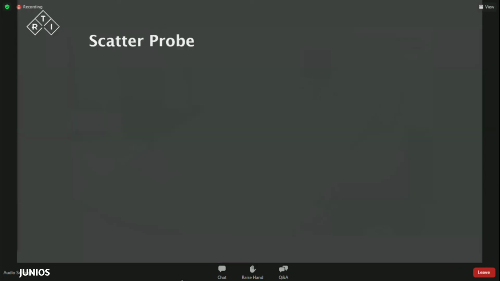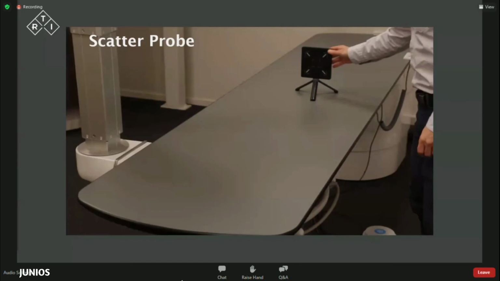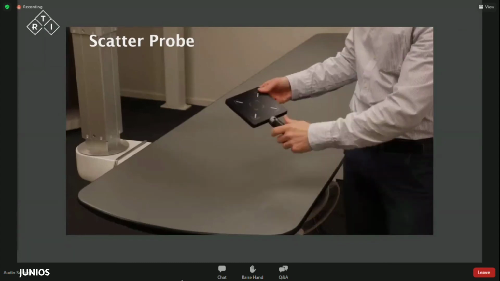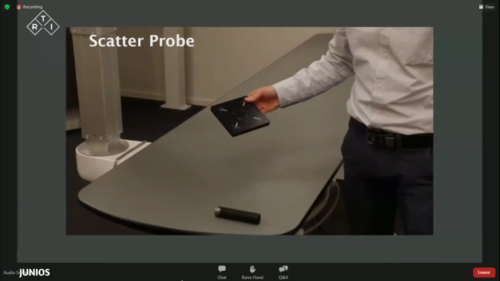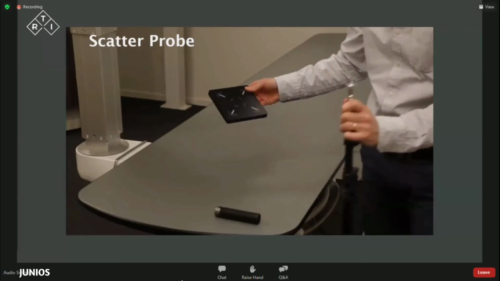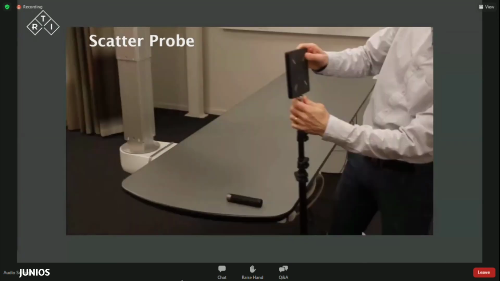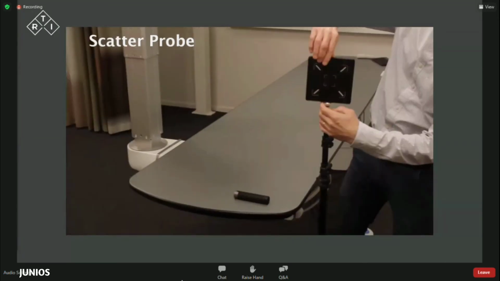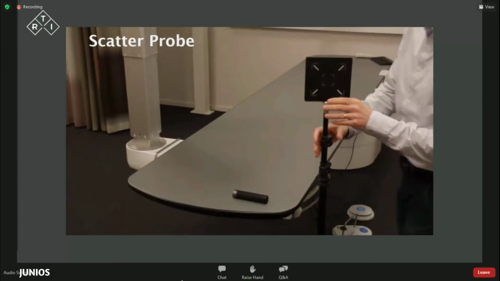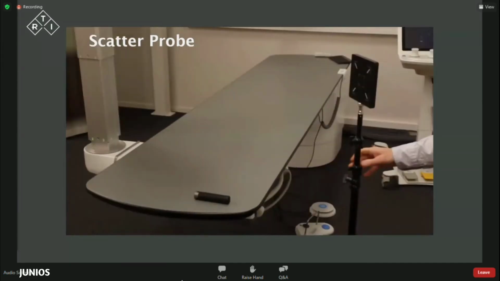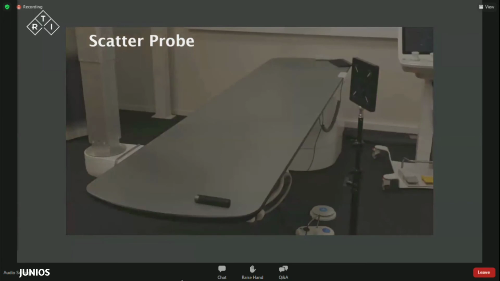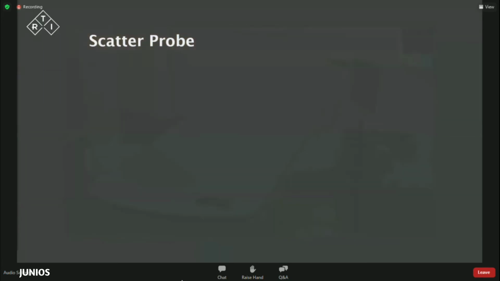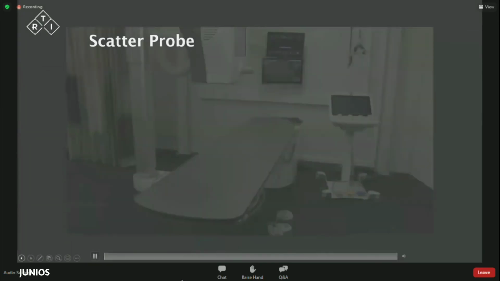We've done this mostly to comply with the existing requirements. There is also a possibility to mount this scatter probe on any other tripods, such as a camera tripod, as you can see here. That gives you the flexibility whether you want a short tripod that we provide or a tripod that you have on your end.